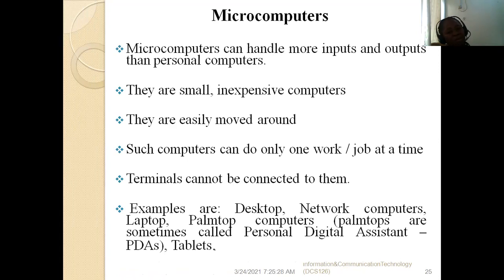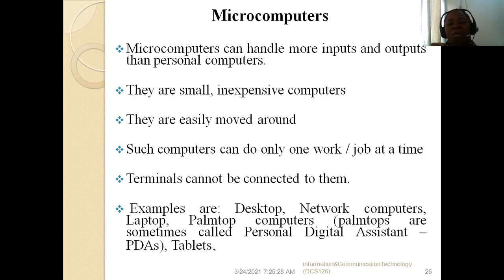And then the smallest of them, so far as we discussed, is the microcomputers. These microcomputers can handle more inputs and outputs than personal computers. They also came in the 1970s, actually, when the microchip came into the scene, because the microchip could squeeze in so many transistors, as integrated circuits, into a small space, so that instead of having a big, massive computer like that, you can have a microcomputer. So that's how the microcomputer came. It can handle more inputs and outputs than personal computers.